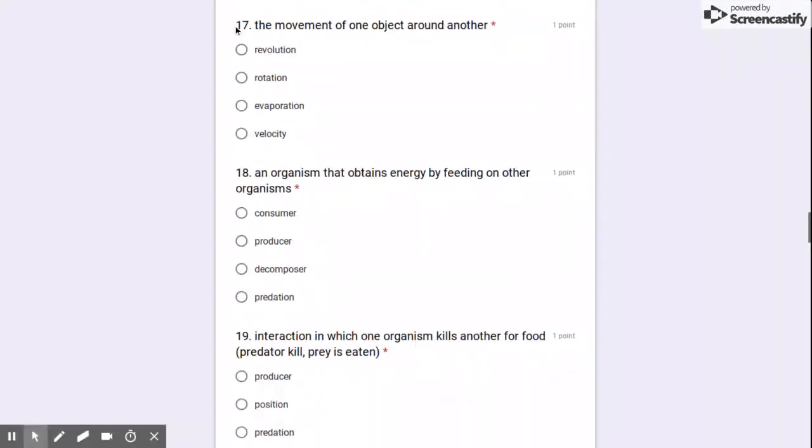Number 17. The movement of one object around another. Revolution, rotation, evaporation, velocity.